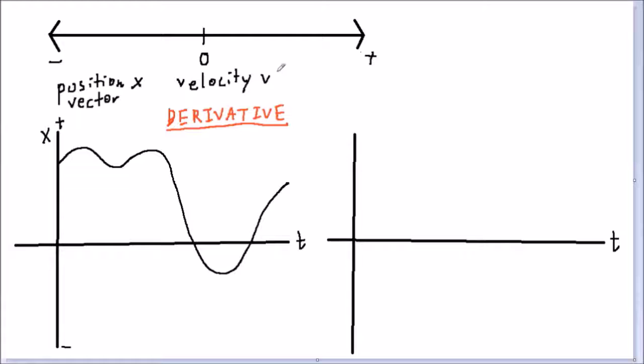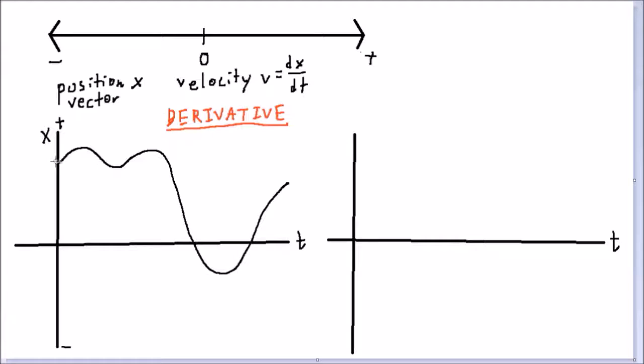So for instance, this v over here we're going to write as equaling dx over dt. And this is standard notation for a derivative. It stands for the derivative of x with respect to time. And what this just means is, well, the velocity at any one given point is just how fast the position is changing at that point in time. So we can visualize this like this.